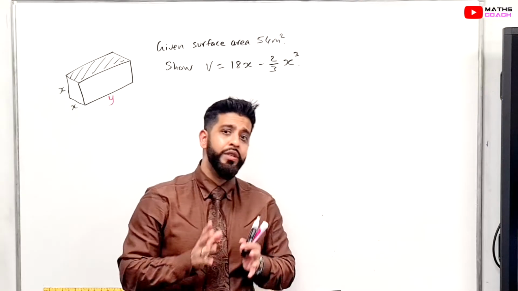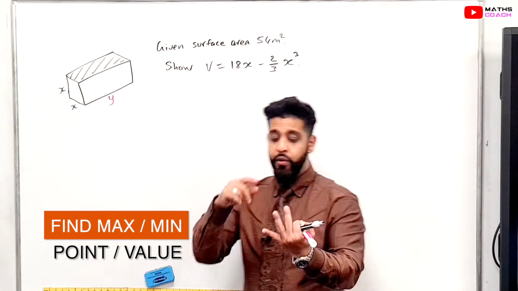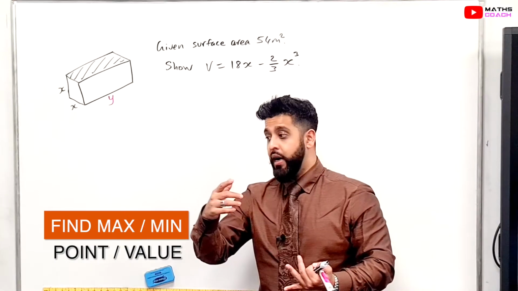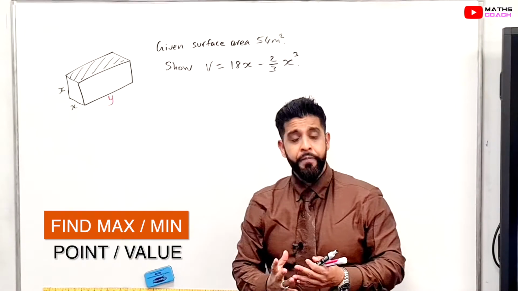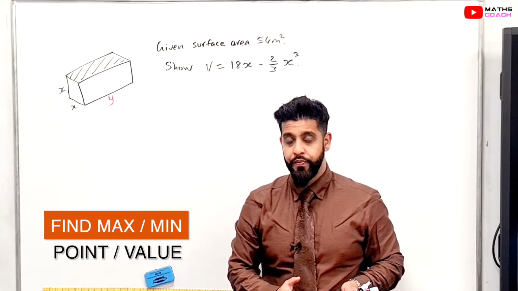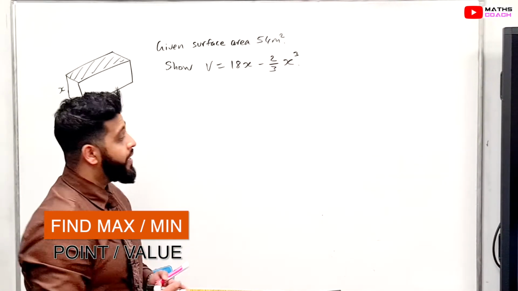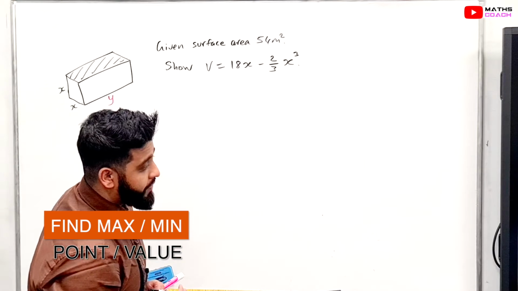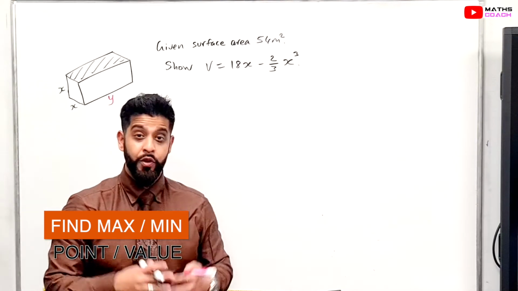So now going on to the second part of these questions, which usually follows the same pattern. It will ask you to find the maximum or the minimum value, in this case of V, and then it will ask you to prove whether it's a maximum or minimum by doing the second differential. So in this case, the next part of this question is saying, given that x can vary, use differentiation to find the maximum or minimum value of V.